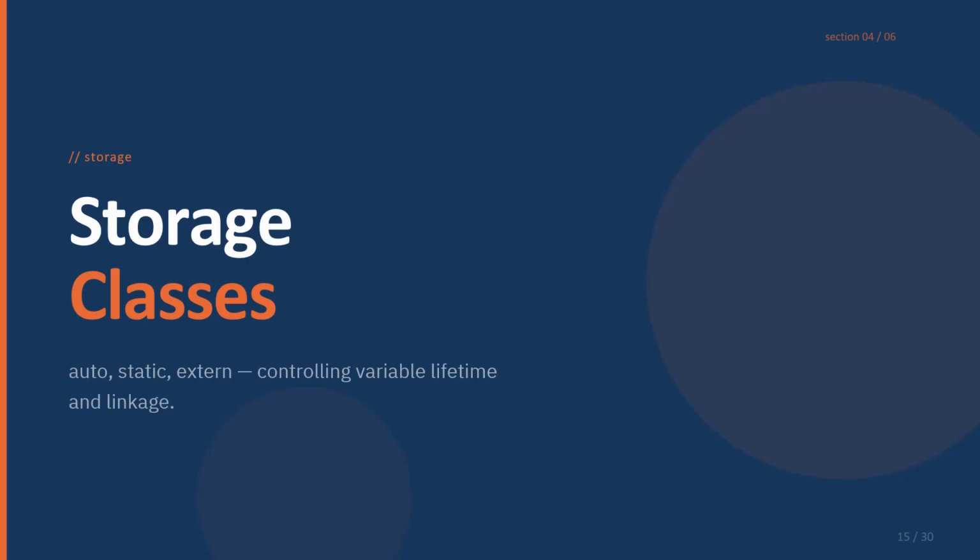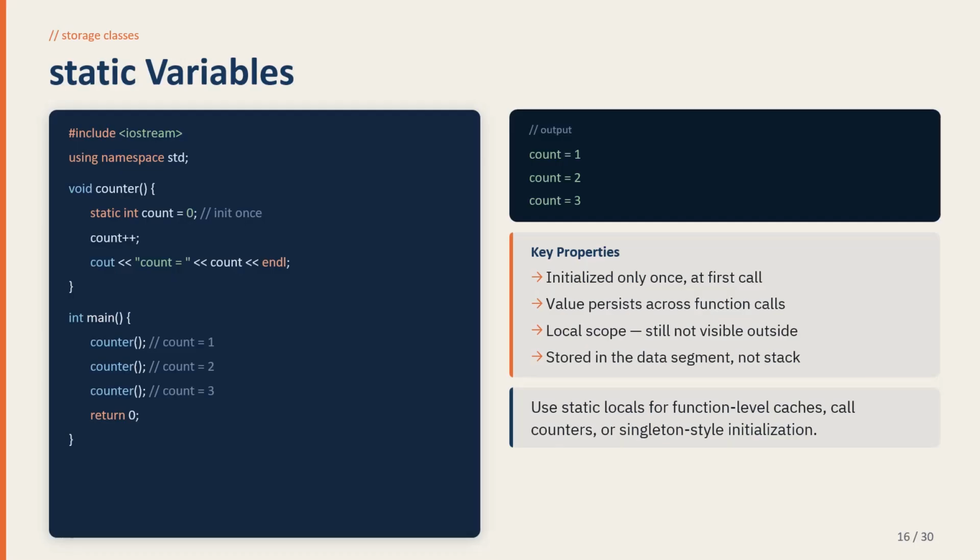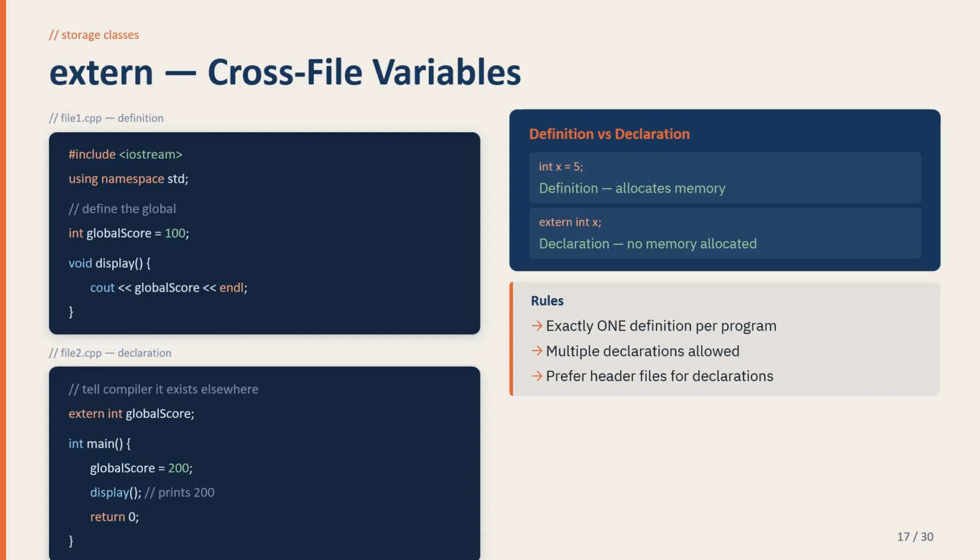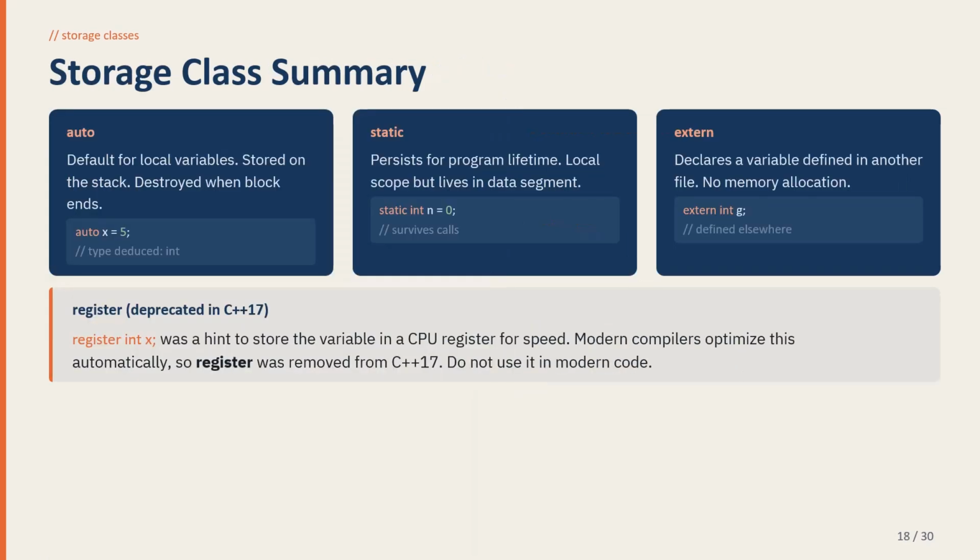Next come the storage classes. We'll learn about auto, static, and extern classes here. Static variables are initialized only once, at first call. The value persists across function calls and it has local scope. Next is extern. Only one definition per program is permitted here. Multiple declarations are allowed. Prefer header files for declaration. So here is a storage class summary.